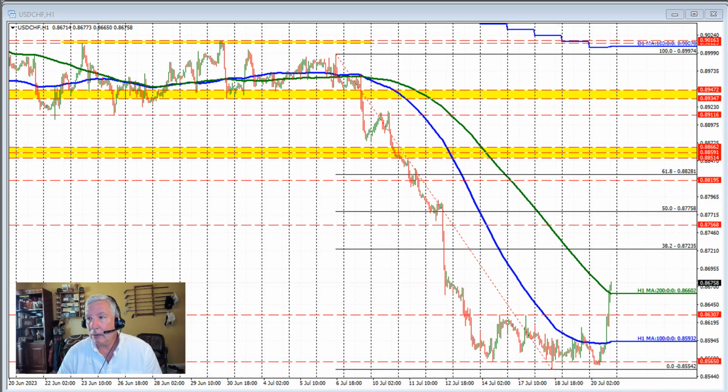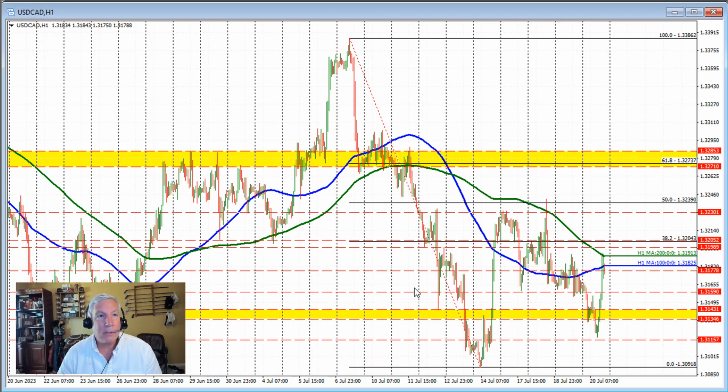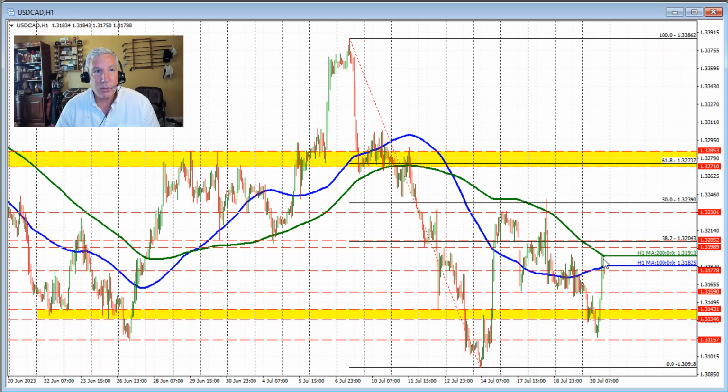Let's take a look at the dollar versus Canada. We are seeing some slowing of the move to the upside after testing its 200-hour moving average. The price has moved back below the 200 and 100-hour moving averages, and it's having a bit of difficulty extending back higher, or moving back above the 200-hour moving average.